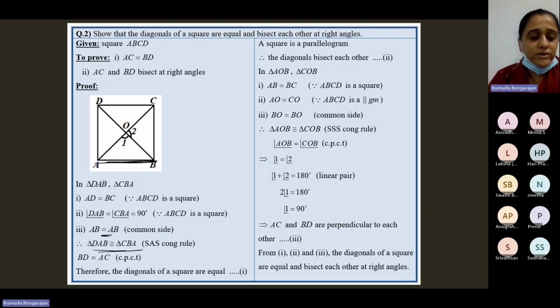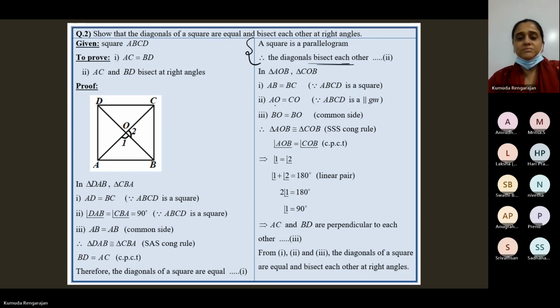So the triangles are congruent. BD is equal to AC by CPCT. So we prove that the diagonals are equal. Then, as we discussed, a square is a parallelogram. And in a parallelogram, diagonals bisect each other. So in a square also, diagonals bisect each other.